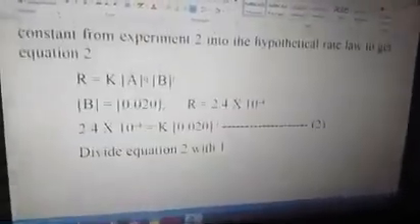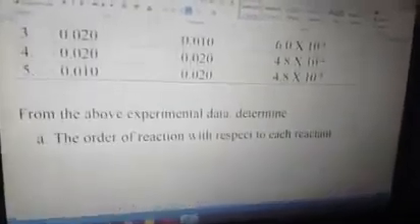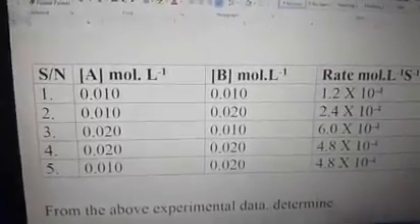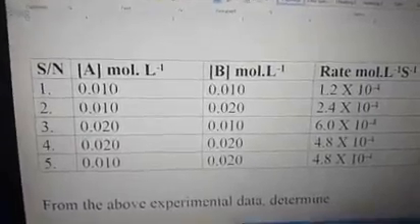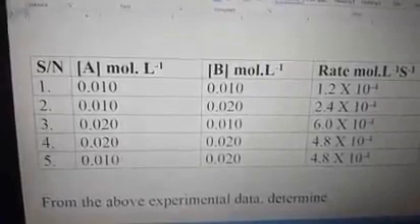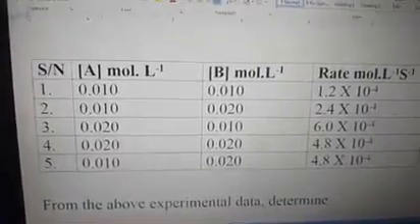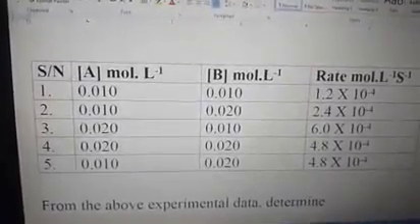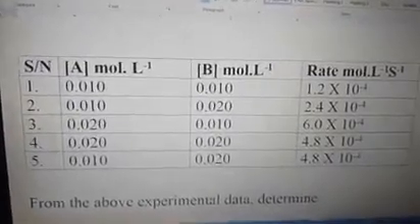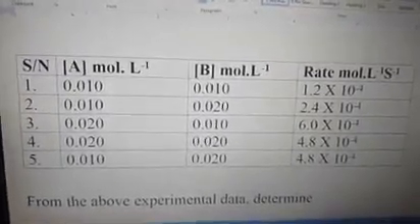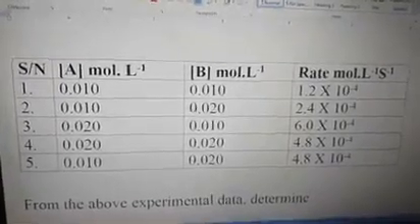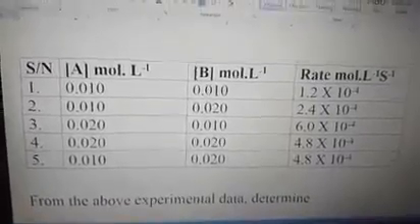Let's look at experiments 2 and 4 and see whether what we said is correct. Let's look at experiment 2. Under A, the concentration is 0.010. Then under B, 0.020. We go to experiment 4. Under A is 0.020. So A is varying. Experiment 2 for A is 0.01, and then experiment 4 is 0.02. A is varying. Then B: experiment 2 is 0.020, and experiment 4 is 0.020. So B is constant.